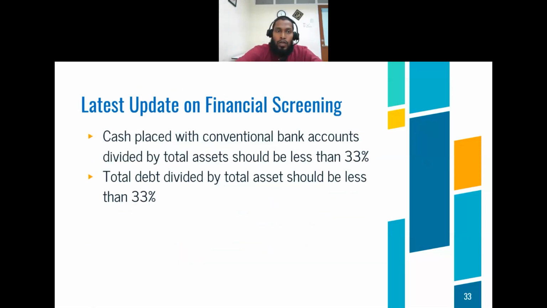And then lately there is also another financial screening in Malaysia that in the past was not there. Other places or other index screeners already had it a long time ago, but Malaysia got it recently: the cash placed with conventional bank accounts divided by the total cash should be less than 33%. So if any firm has cash in conventional banks, it should be less than 33%.